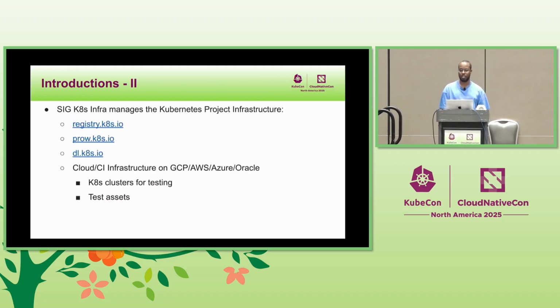So what do we do? Kubernetes Infra manages the Kubernetes project's cloud infrastructure. A number of vendors that we'll be showing later give us a lot of money every year, and we use it to run the Kubernetes CI. On the screen here, we have three key services that we run. One is our image registry. The other one is our CI, and the third one is our download service.